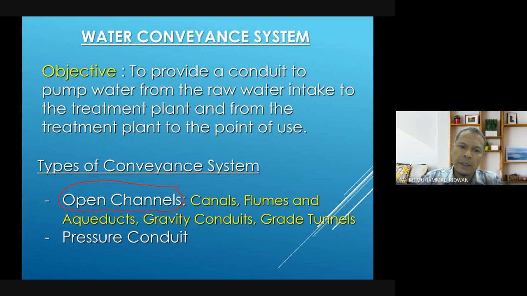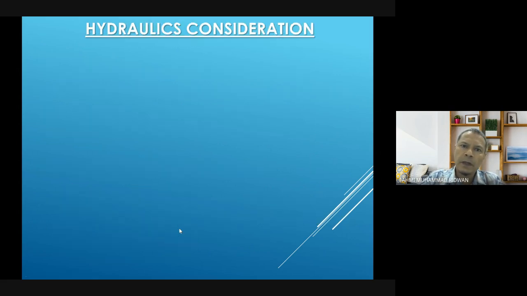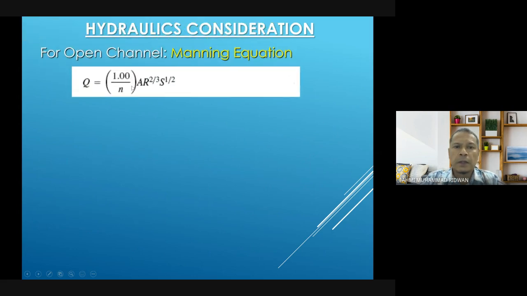The other one is pressure conduit. And in this water conveyance system, usually we just use the pressure conduit. So what we have to consider in this water conveyance is the hydraulic consideration. Usually for the open channel, we use the Manning equation to determine the flow rate.